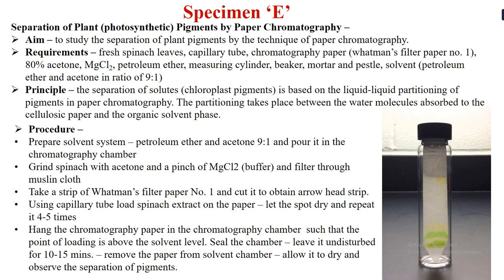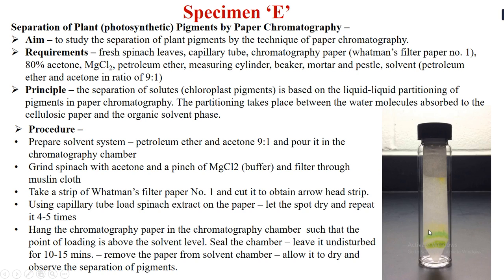Next, you have to take the Whatman's filter paper number 1 and cut it in a way that you obtain an arrowhead shape of a strip. So if you see over here, this is the shape that you need to obtain. After this, you have to mark a point on this paper, and using a capillary tube, you have to load the spinach extract that you have obtained onto this paper. Now loading the spinach extract on this paper is also a technique that you need to follow. There is a technique for this also.